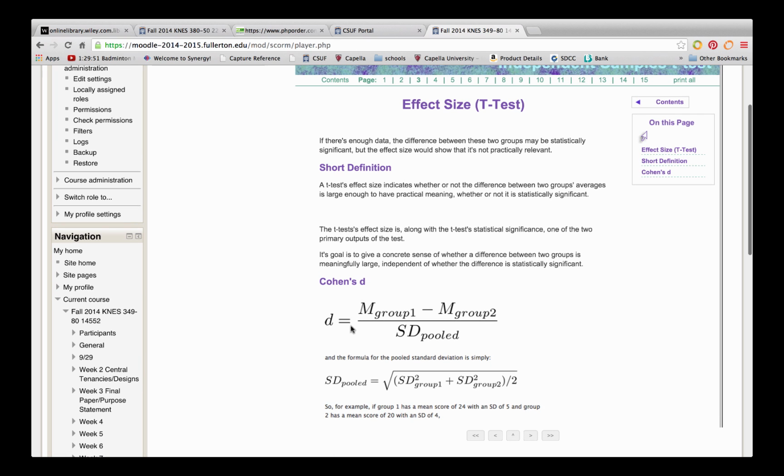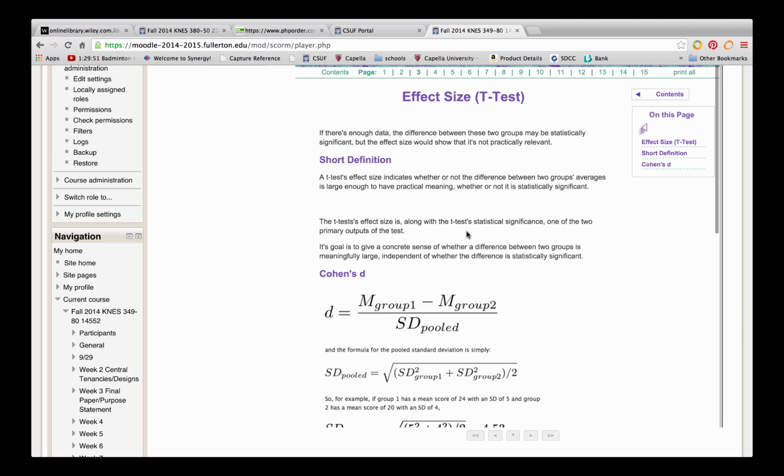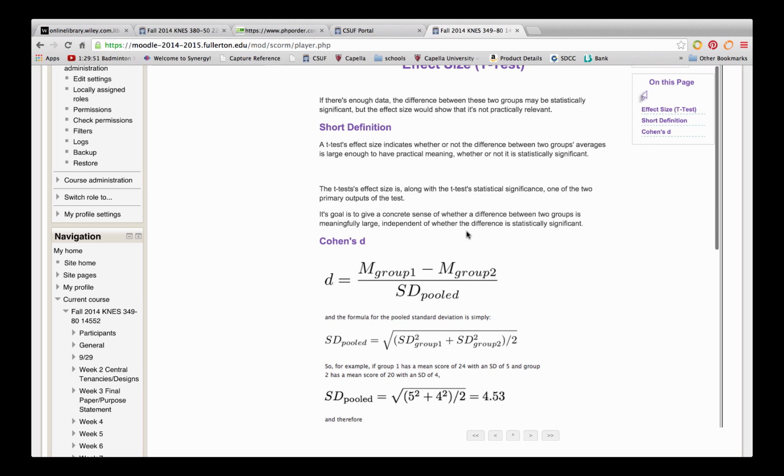The effect size, Cohen's d, okay? If there's enough data, the difference between these two groups will be statistically significant, but the effect size would show that they're not practically relevant. A t-test effect size indicates whether or not the difference between the two groups' averages is large enough to have practical meaning, whether or not it's statistically significant.